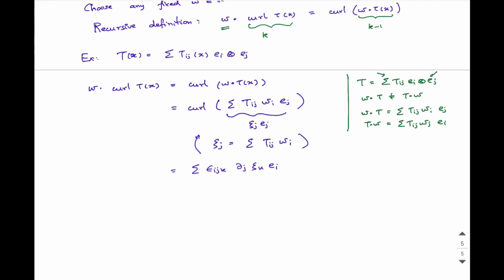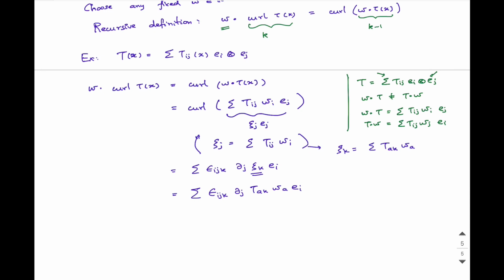Good. Now what is xi_k over here? This tells you in particular that xi_k is summation of T. I'm going to replace i with some other dummy index, say a, and instead of j I have k, and it's going to be w_a. That's exactly rewriting the same thing. So it's going to be epsilon_ijk partial_j T_ak w_a and then e_i. Good.